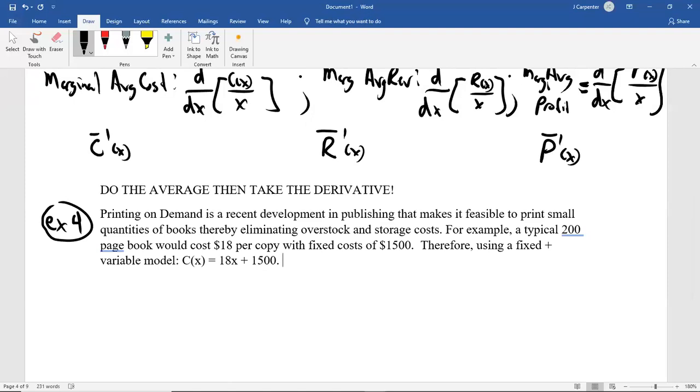I've mentioned this in passing that a lot of cost models are based on a fixed cost and a variable cost. So we have a fixed cost of $1,500. So they just say, all right, you got to pay $1,500 for us to do this at all. But then every time you want a copy, we're only going to charge you $18. So you pay $1,500 upfront for consultation, setup, and so on. But then after that, if you want one copy, you pay another $18. If you want 100 copies, you'll pay $18 per copy. So $18 per copy means 18x. So this is the variable cost, 18 times the number of copies, where x is the number of copies.